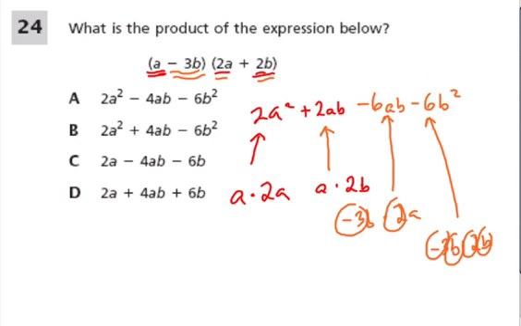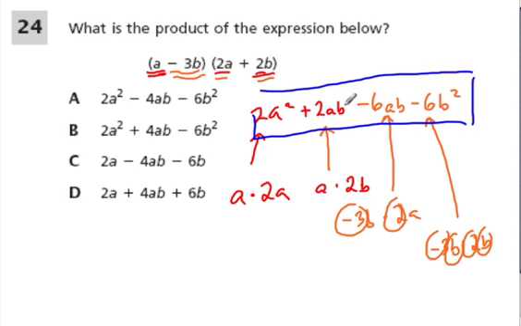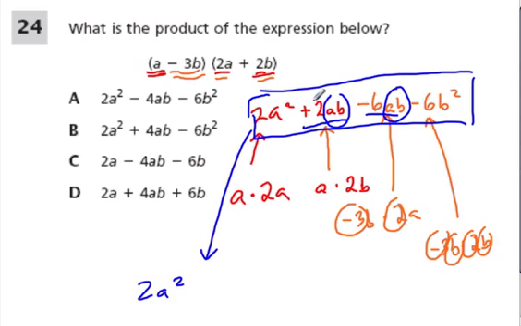So now we have all this, and we're just going to simplify. We're almost there. So now 2A squared, there's nothing else that I can combine it with, so it's still just 2A squared. 2AB minus 6AB, well, I can combine those two because they both have the AB terms. So it's really just 2 minus 6, which is -4AB, and then minus 6B squared. Right? So there's our result. I can't simplify it any further, and the answer is A.